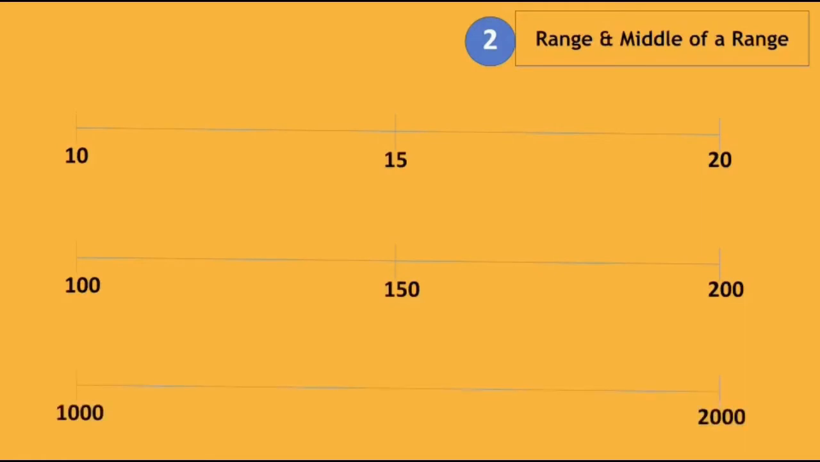The second rule is range and middle of a range. If you write 10 and 20 on the number line, 15 is the middle number. If you write 100 and 200 on the number line, 150 is the middle number. 1500 is the middle number of 1000 and 2000.